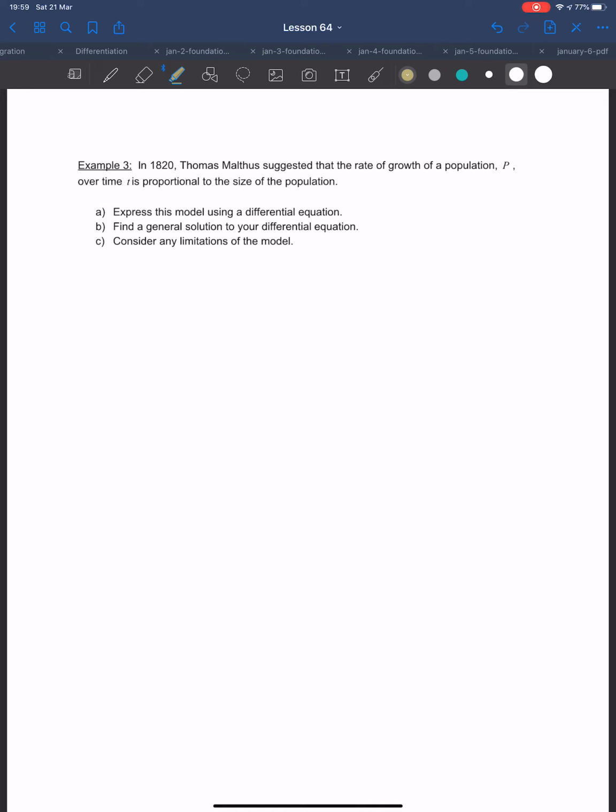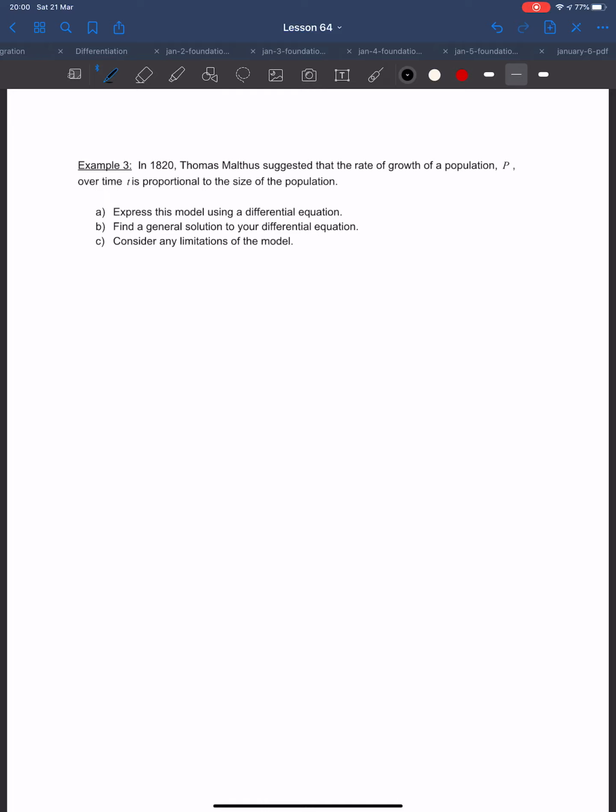Right, the next one. In 1820, Thomas Malthus suggested that the rate of growth of population P over time T is proportional to the size of the population. There are no numbers there apart from the year, which doesn't come into the differential equation, so it is what it is. We need to express this model. We're going to end up with all letters. Express the model using a differential equation, find a general solution, and consider the limitations of the model.